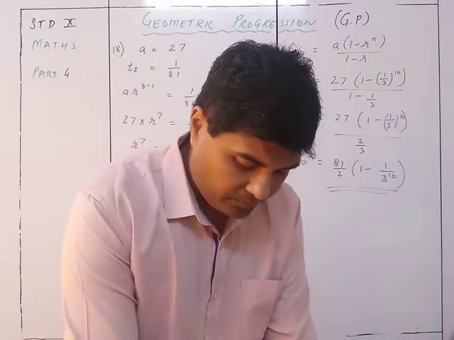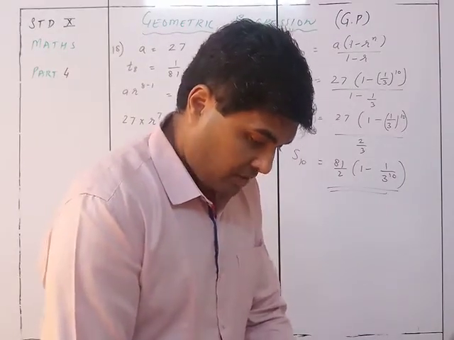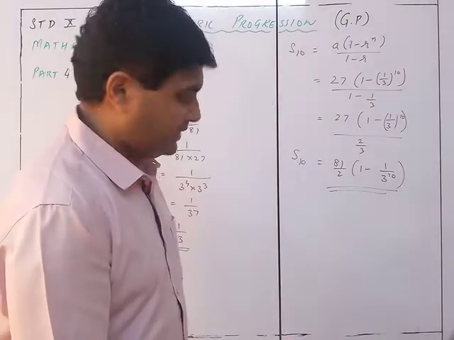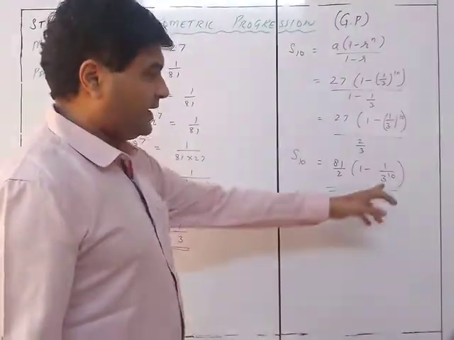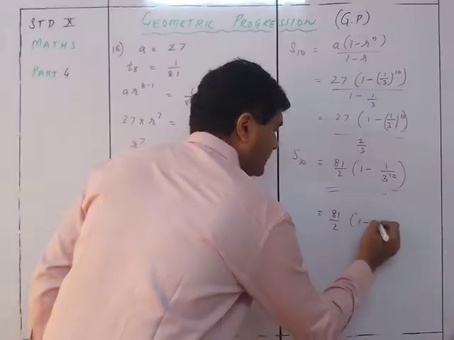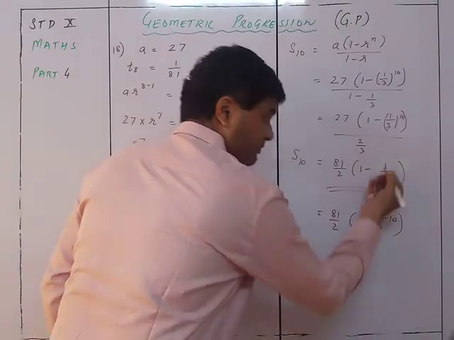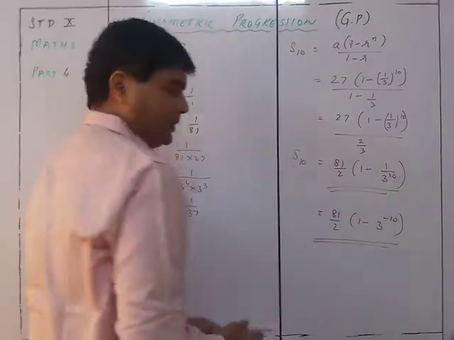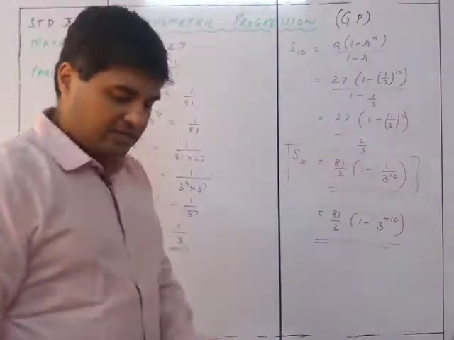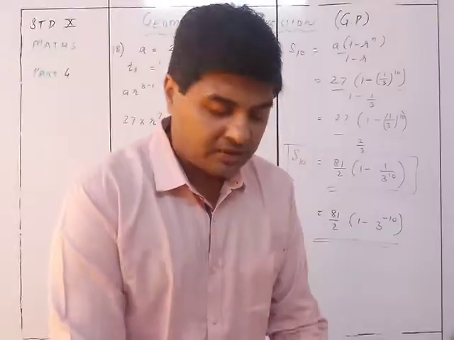Let me check this out. Sum number 18, 81 upon 2, 1 minus 1 upon 3 to the 10, yeah, that's the same thing. What they have only done is that they have taken this as 81 upon 2, 1 minus 3 raised to minus 10. It's the same thing, but anyway, you can keep it over here. This is the right answer. That is the end of the chapter GP.